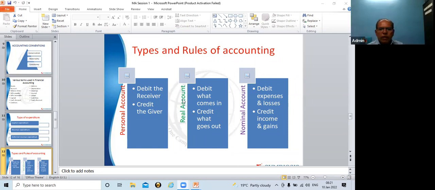After understanding what comes under real account, let us memorize this rule of real account. Debit what comes in. Whatever is coming into our business, that account simply should be debited. For example, if furniture is coming into our organization, the furniture account will be debited. And credit what goes out. Whatever goes out from our business, that account should be credited. So debit what comes in, credit what goes out. This is the rule for a real account.